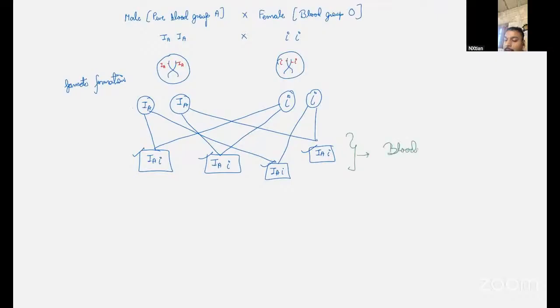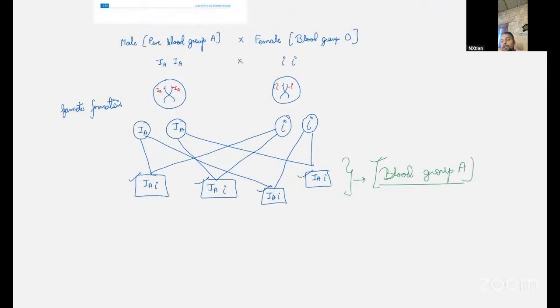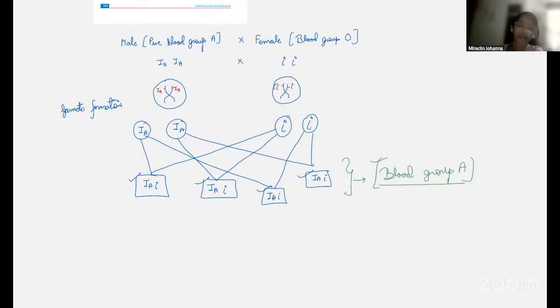So it means that if a pure male having blood group A produces a child with a female having blood group O, then in the first generation there will be 100% chance that all the offspring will have blood group A. When you started this question, I was thinking it could be blood group A because of the pure blood A. So why is it A only? Because of the dominant character of capital IA.